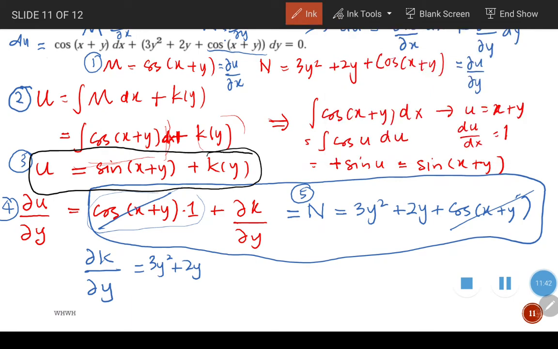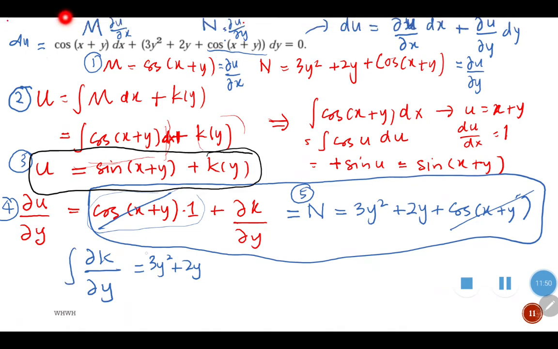So how to get K of Y? Now we have del K del Y. Very simple. You just need to integrate. So from here we get K of Y equals the integral of this with respect to Y. When you integrate this, it will cancel.